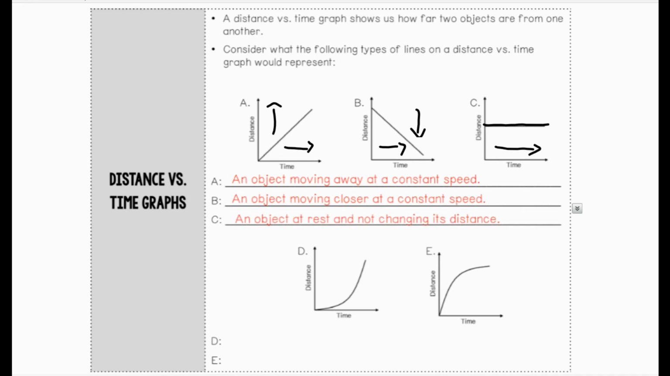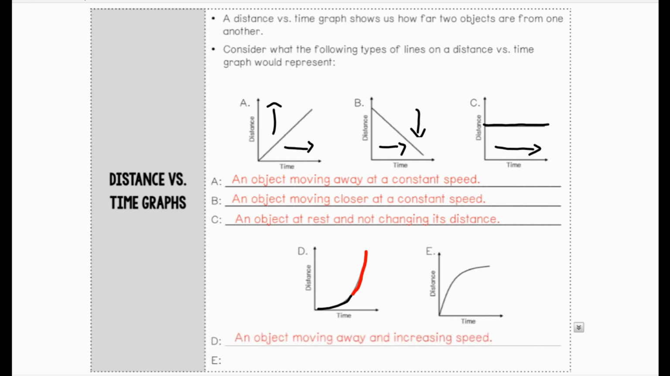Now looking at D and E, notice I have nonlinear lines. So now I'm not moving at a constant speed, I'm moving at either an increasing or decreasing speed. Looking at D, notice here on my graph, as time increases for an extended amount of time, my distance does not change a lot. And then all of a sudden, my distance shoots up a ton while my time does not change a lot. This is an object moving away at an increasing speed.